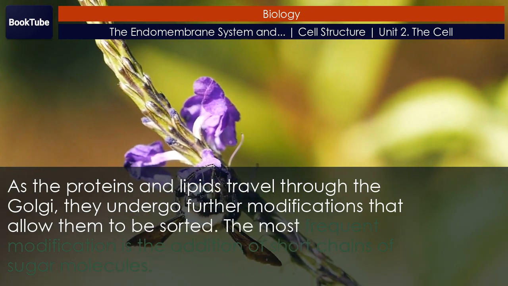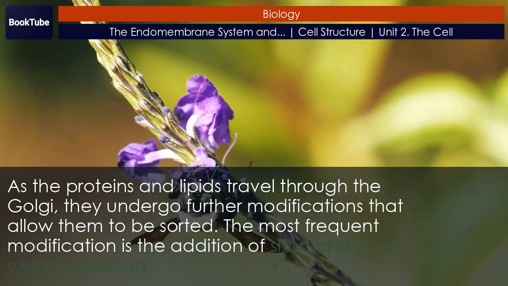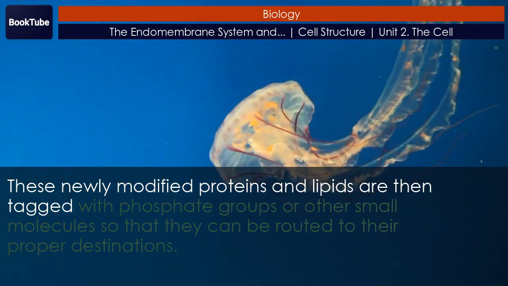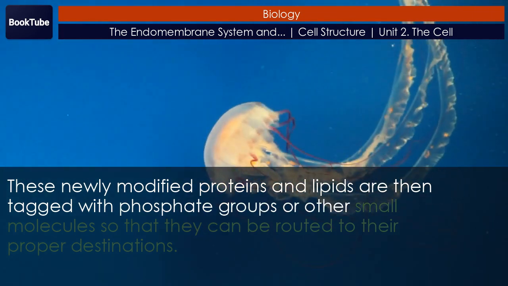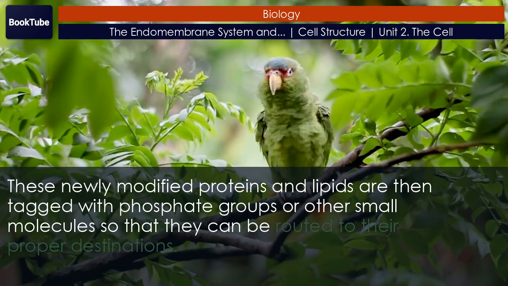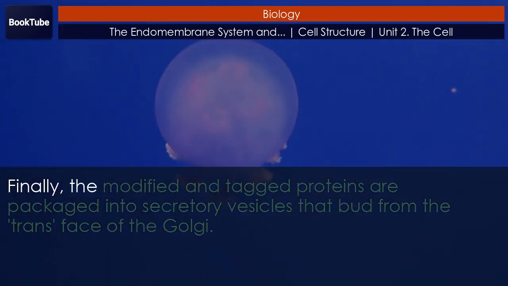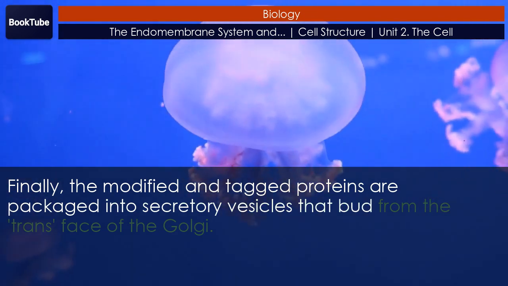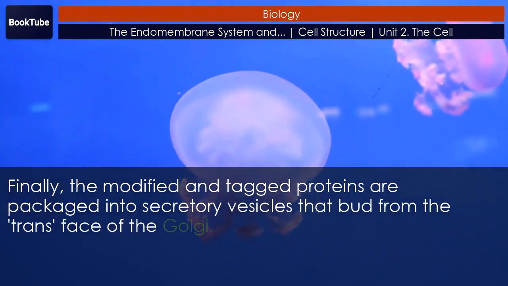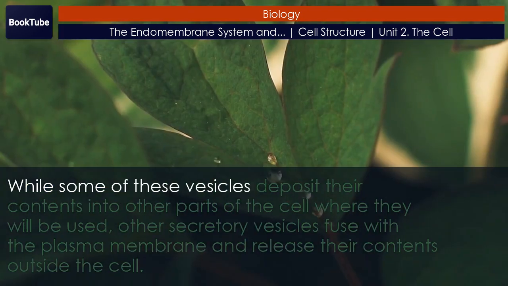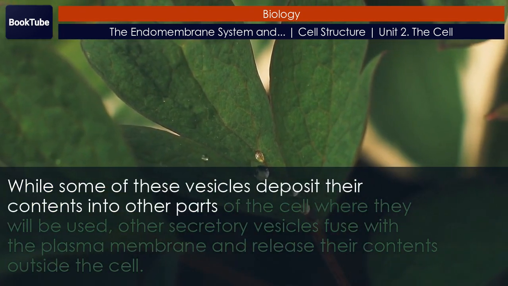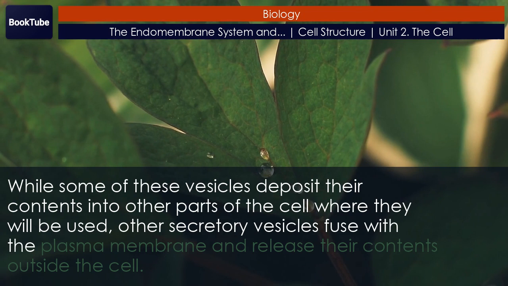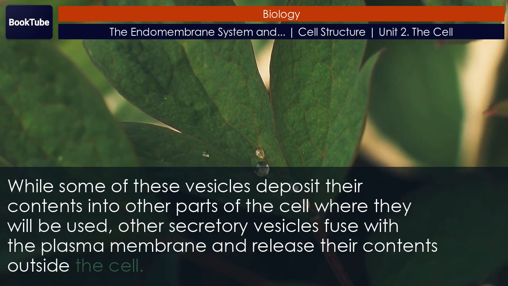The most frequent modification is the addition of short chains of sugar molecules. These newly modified proteins and lipids are then tagged with phosphate groups or other small molecules so that they can be routed to their proper destinations. Finally, the modified and tagged proteins are packaged into secretory vesicles that bud from the trans face of the Golgi. While some of these vesicles deposit their contents into other parts of the cell where they will be used, other secretory vesicles fuse with the plasma membrane and release their contents outside the cell.